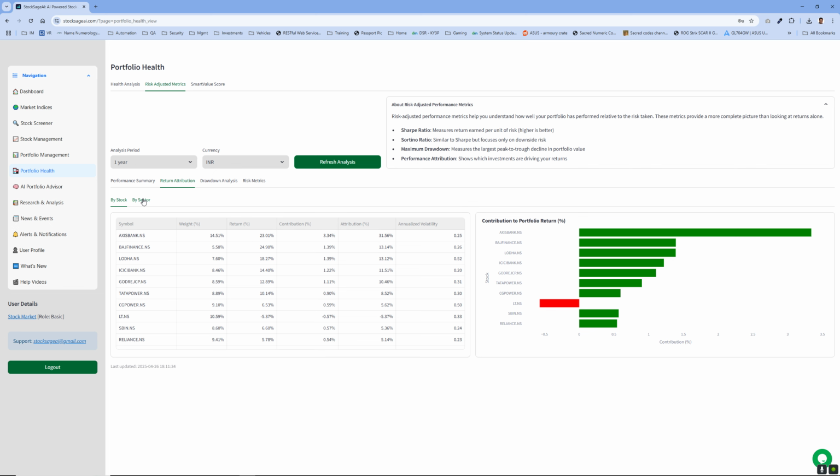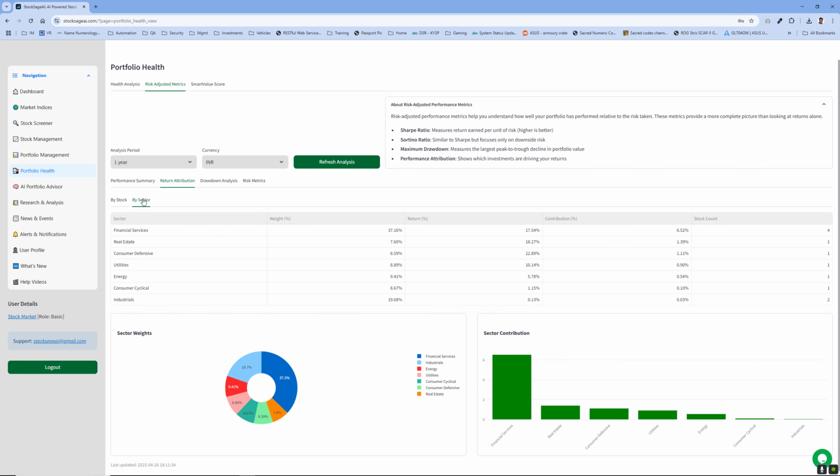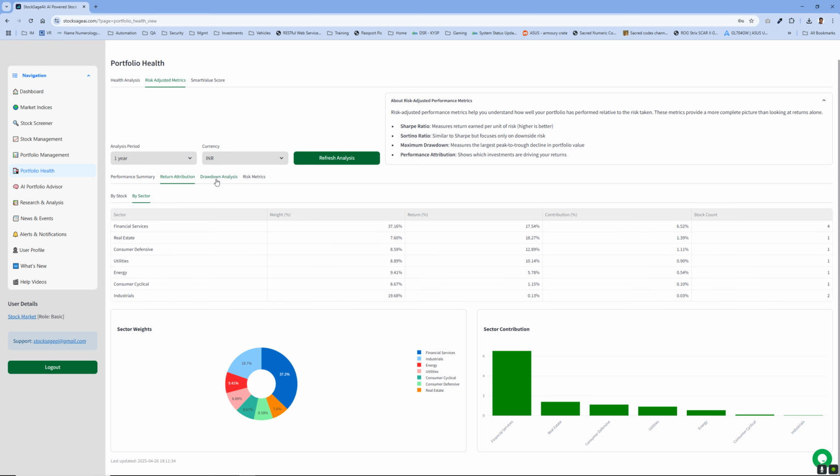The same thing can be measured from a sector perspective as well: how much we are covered in each sector, how much weightage is there, how much return we are getting from each sector, how much contribution we are getting at that level, and how many stocks are part of it.